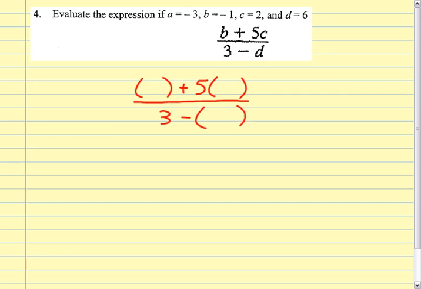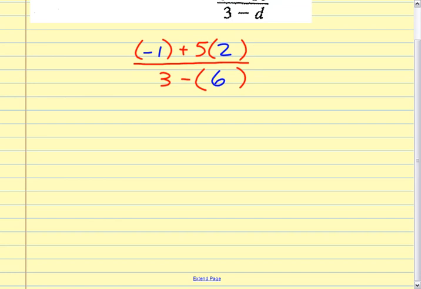Okay? Jordan, what should I put in this first one? Negative 1. How about the second? 2. And then this one down here? 6. Now let's simplify. SK, what's the first thing I want to write? Okay, so I'm just going to bring down the negative 1. Is that all right? And what is positive 5 times 2? Plus 10. All over.